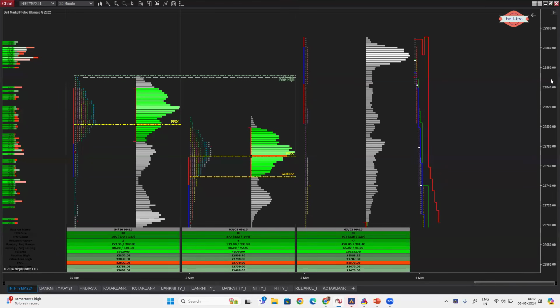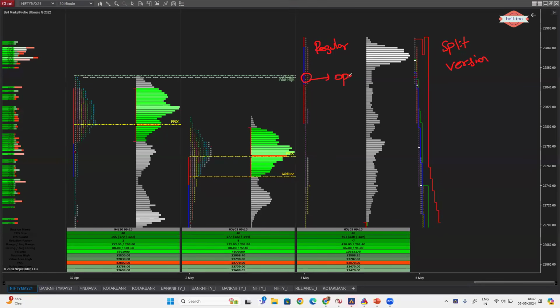Here you can see the letter open shown as the letter O. This is last Friday's activity. Two profiles are shown side by side: one is the regular composite profile, and next to that is the split version of the regular profile.